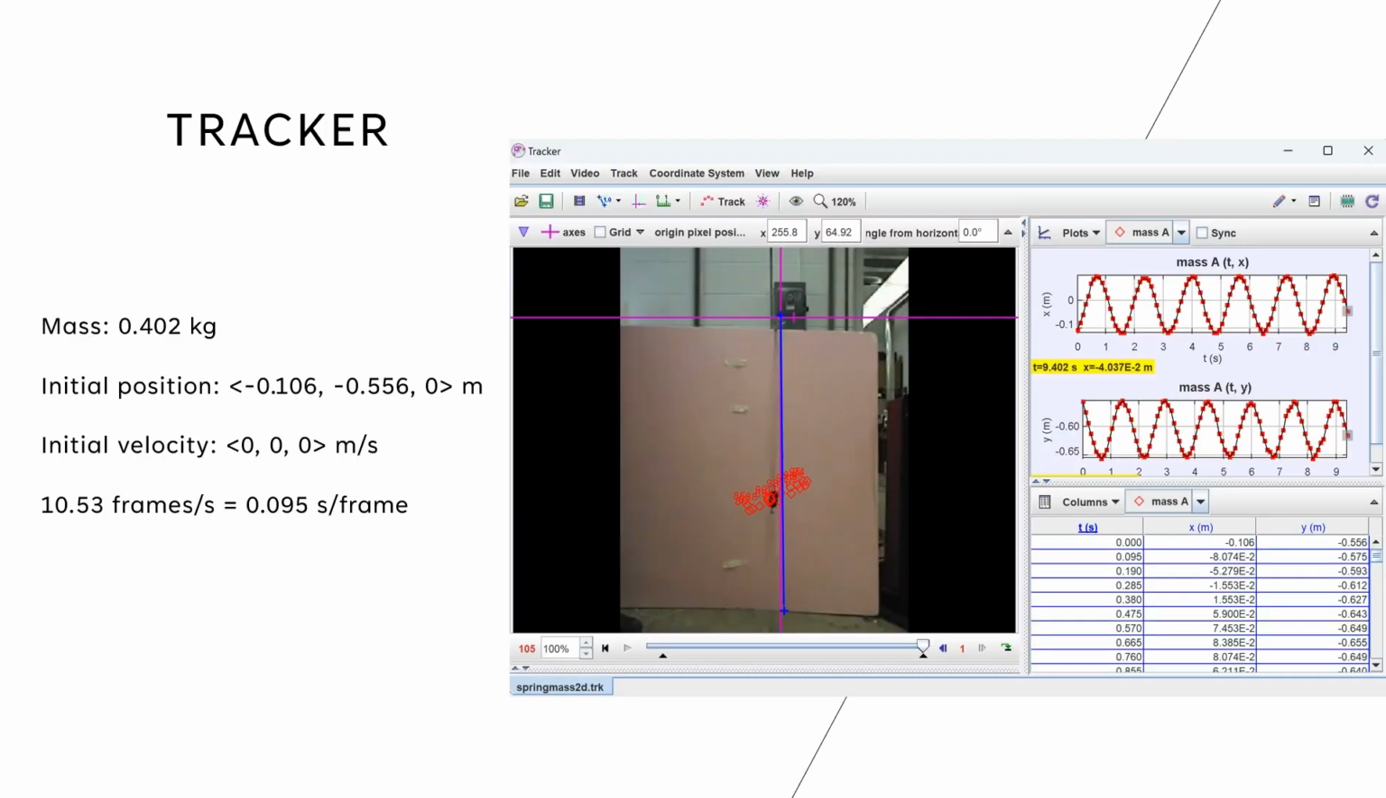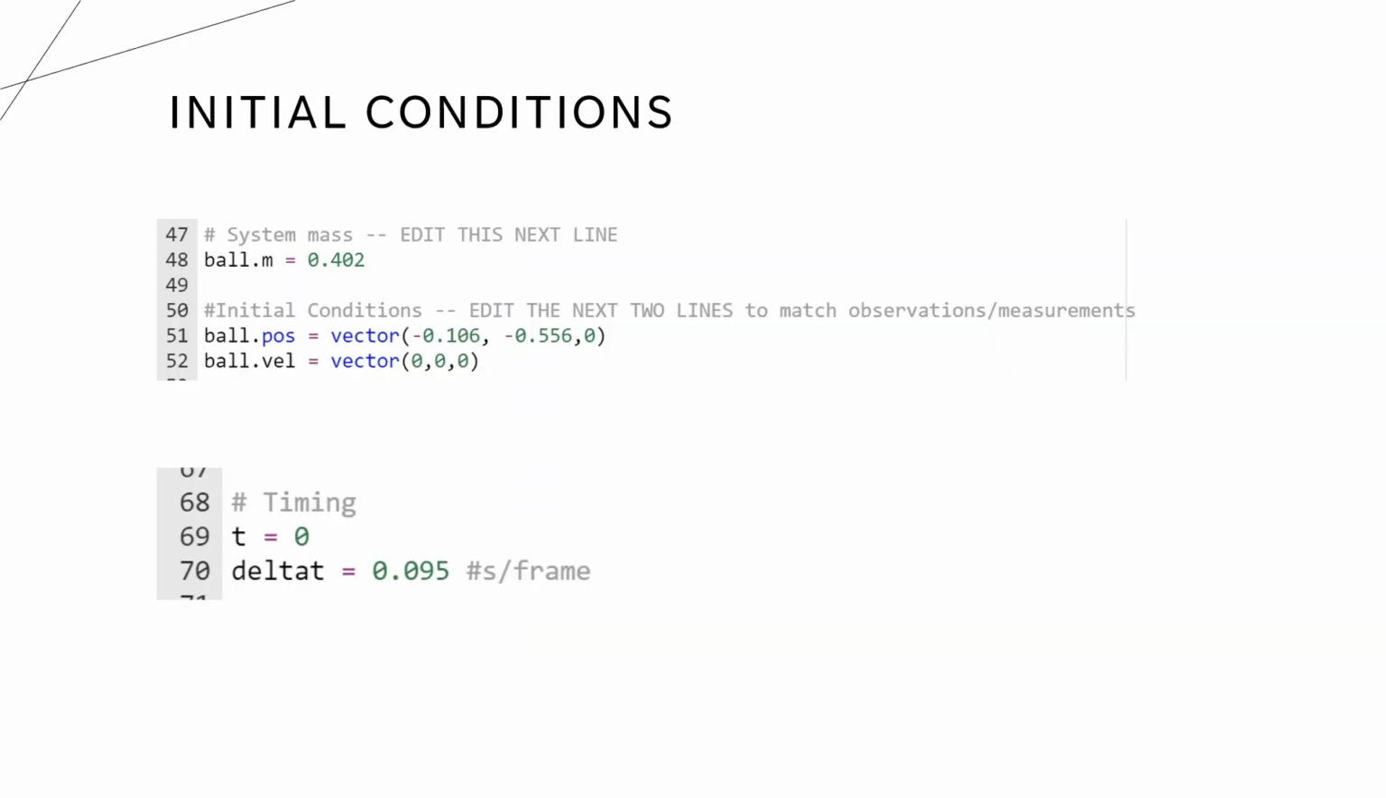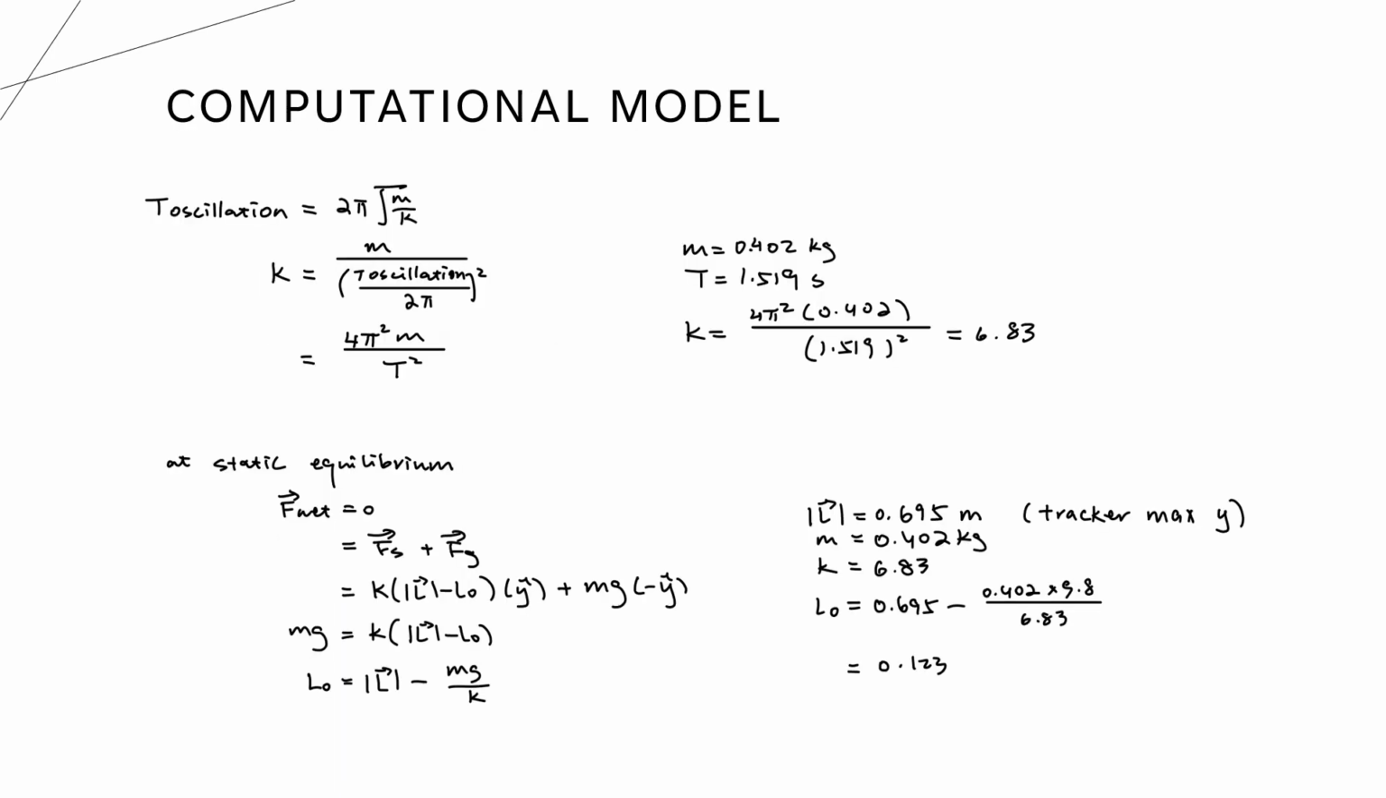This is a screenshot of the Tracker page. This is where I plug in the numbers on the previous slide into the code. The period of oscillation I found through Tracker is 1.519 seconds. Plugging it into the equation, we can find that k is equal to 6.83.